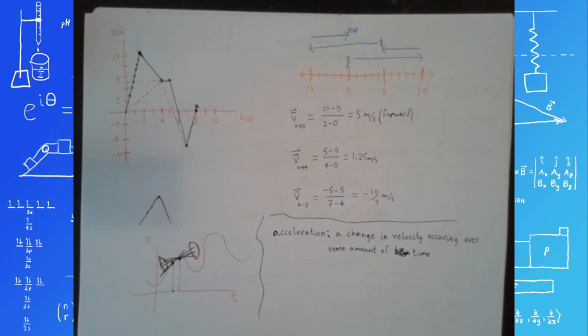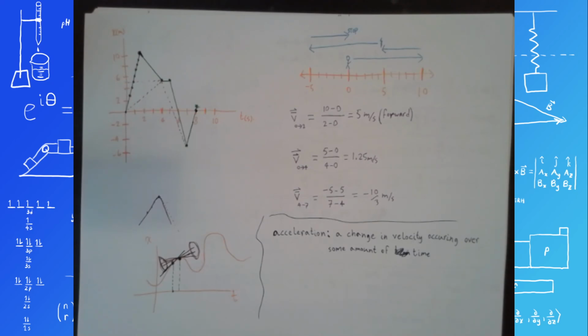A change in velocity occurring over some amount of time. So, change in velocity. Now, we have to remember that velocity is a vector, which means there are 3 different situations where we can claim an object is accelerating. Because to get a change in velocity, all you need is a change in magnitude, or just a change in direction, or you can have a change in both.